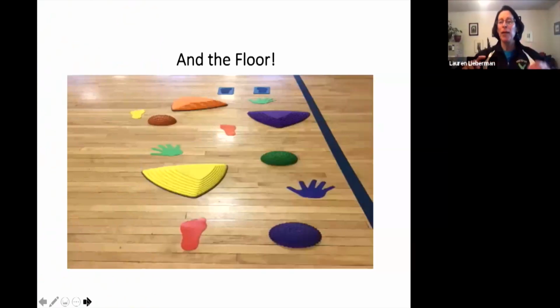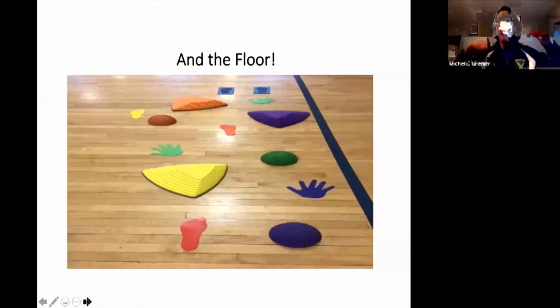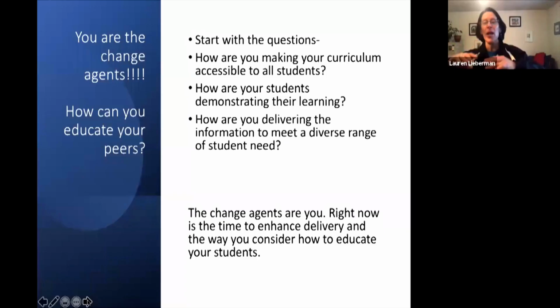So now you've gotten a bigger picture of what is multiple means of engagement, what is multiple means of representation, and what is multiple means of action and expression. What are you doing? If you're not doing as much as you'd like, you are the change agents. How are you going to continue to do what you're doing and enhance what you're already doing? And again, what are you doing with your curriculum? How are you demonstrating what the students should learn? How are you showing them? And how are you delivering the information to meet that diverse range of students? So, think about that right now.